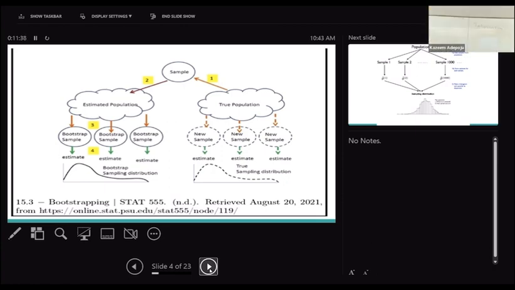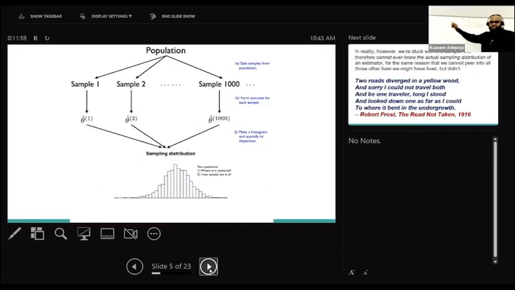Take a look at this now. When I go into the sample, I'm going to have several versions of that. On each version, I'm going to compute the estimate. Then I will look at the distribution. If the distribution is normal, then I'm basically fine.